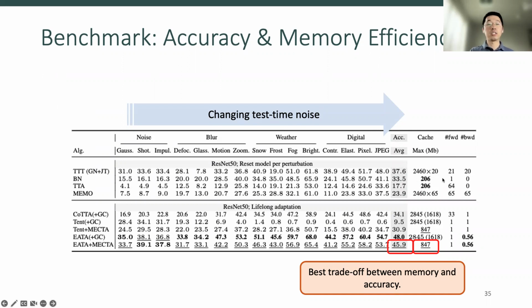BN and TTN are quite efficient because these two algorithms have a very lightweight update on the back-propagation. For BN, they only update the statistics, so no back-propagation. Therefore, you don't need a lot of cache. However, these two algorithms are poor in terms of accuracy. This is because updating a finite set of parameters is essential to gain good accuracy on noisy samples. Merely updating the statistics is not enough.